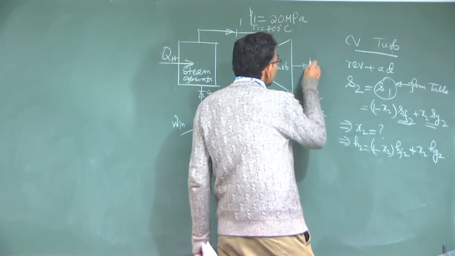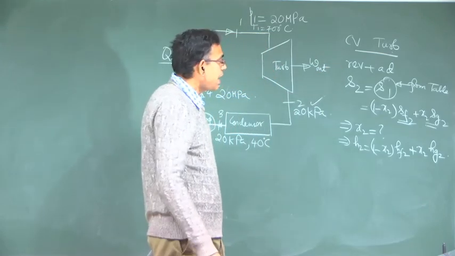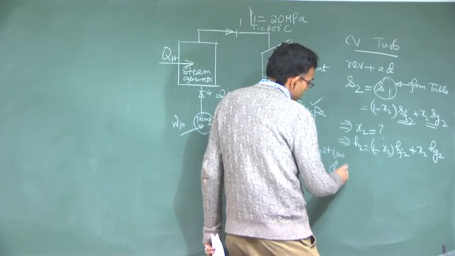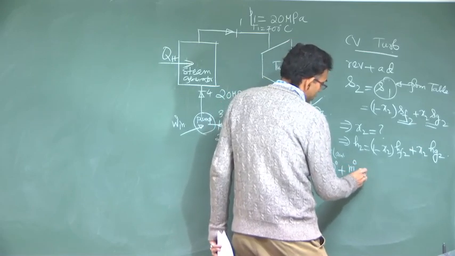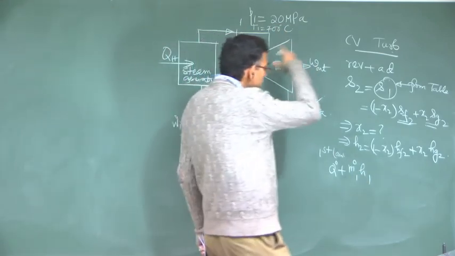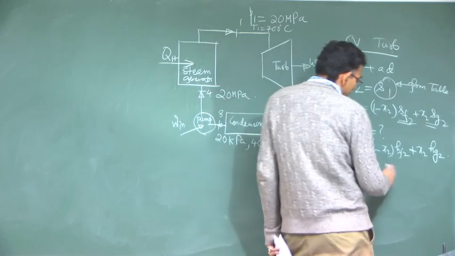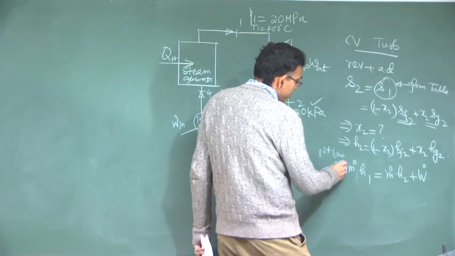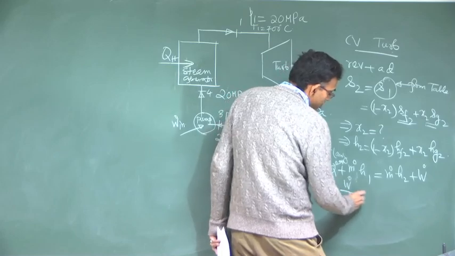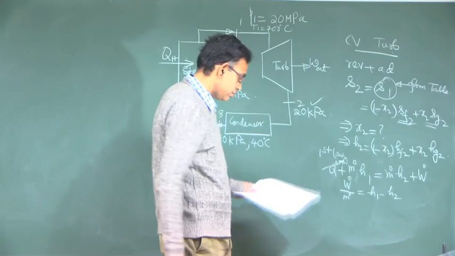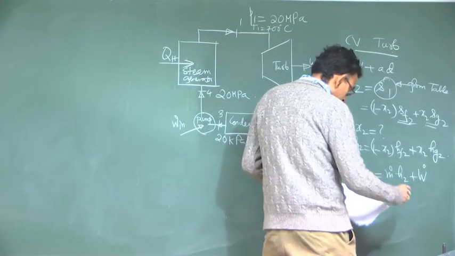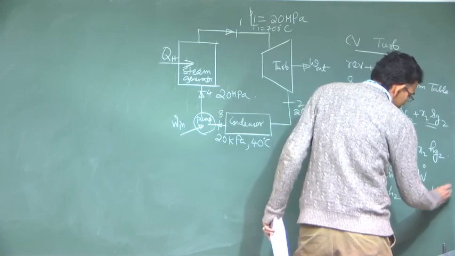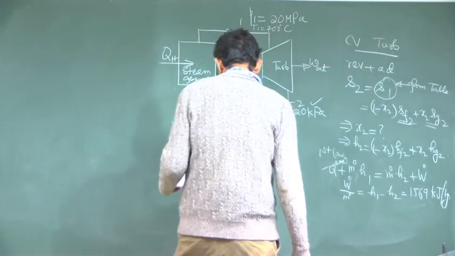Now, the specific work output, you can apply the first law of thermodynamics for the turbine, Q dot plus m dot h1, here all m dots are same in the cycle, same fluid is circulating. So, we will just write m dot into h1, neglect changes in kinetic energy and potential energy. So, specific work output w dot by m dot is equal to h1 minus h2. So, this is 1569 kilojoule per kg. This is the turbine specific work.